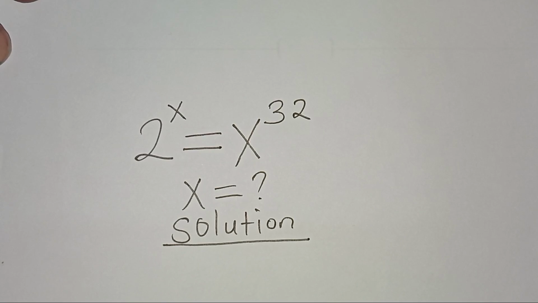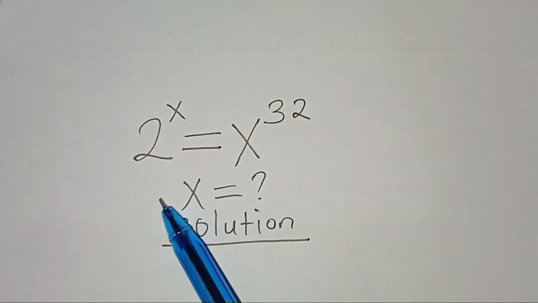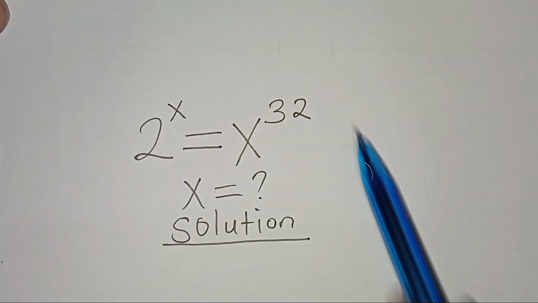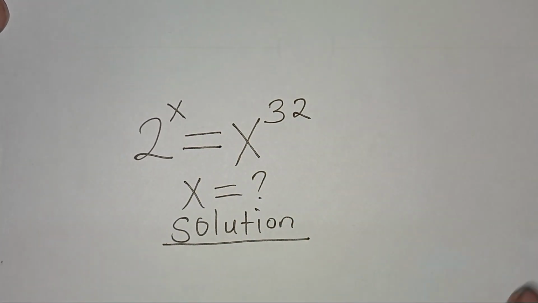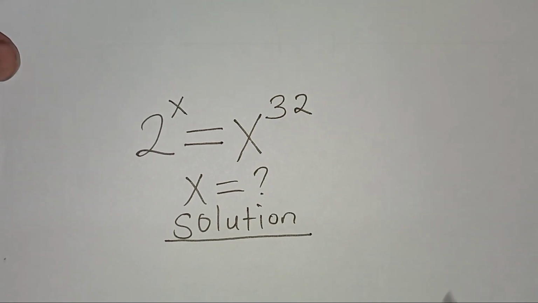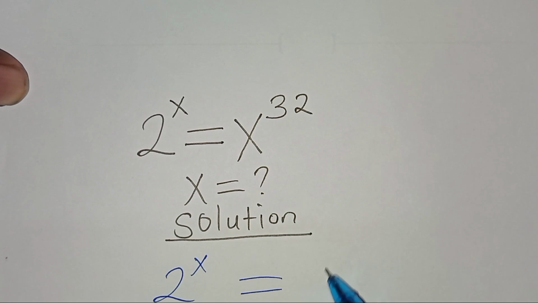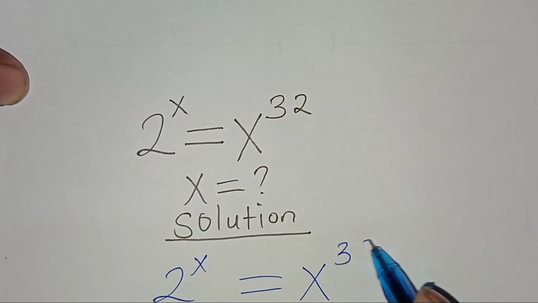Hello everyone, welcome to this solution of this nice math problem, which is 2 to the power x equals x to the power 32. So what is the value of x? Now, from here, we have 2 to the power x equals x to the power 32.